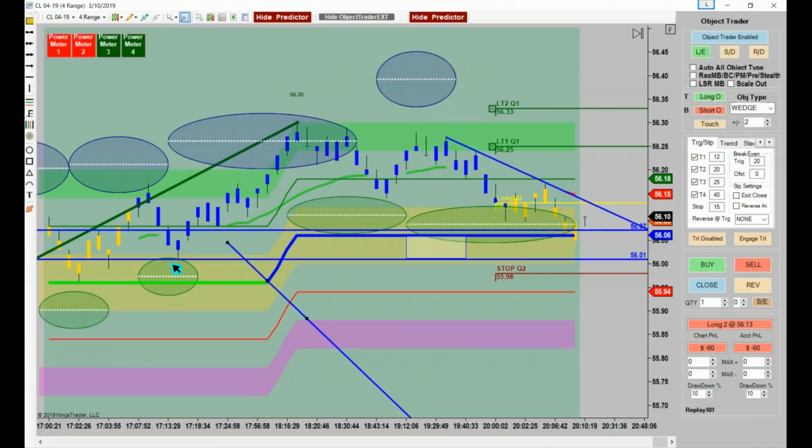Now we know we can't go any lower than this, right? Everybody sees that on the left side of the chart. So could I put my stop right under there? Exit on close? Yes. So I got a 13-tick stop, so that's $260.